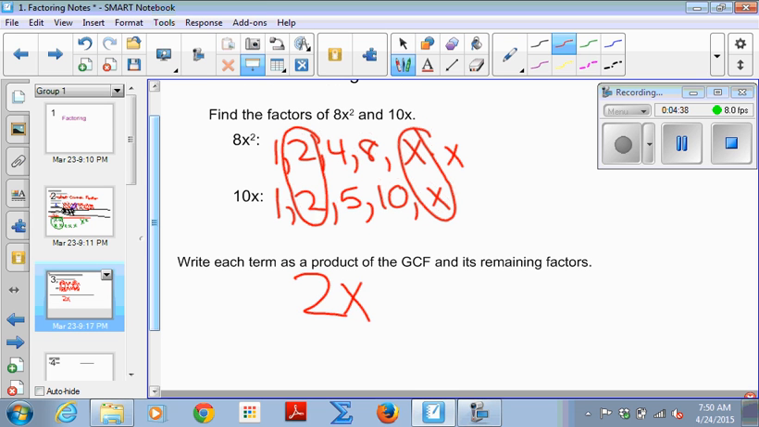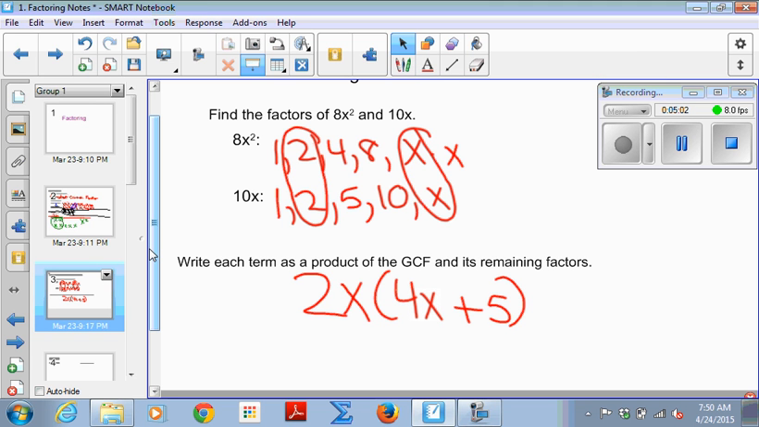Now think about what's left over. So if we were to take 2x out of 8x squared, well, we're left with 4x. And if we take 2x out of 10x, we're left with 5. So using the greatest common factor, we've kind of reversed what we did last unit. Okay, we take out the common factor, and what is left is 4x plus 5.